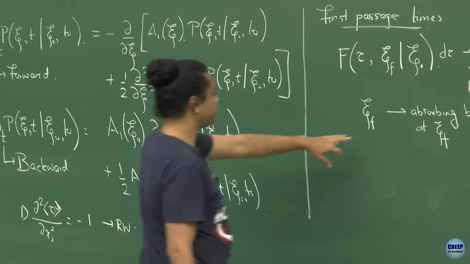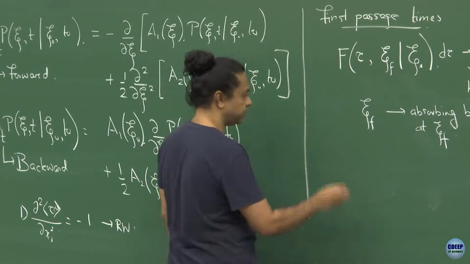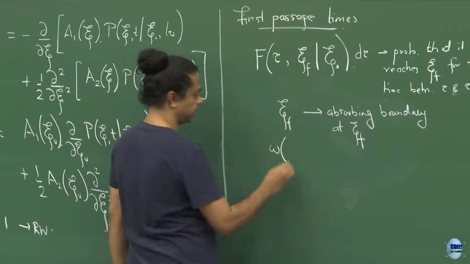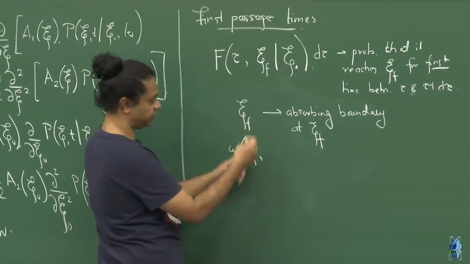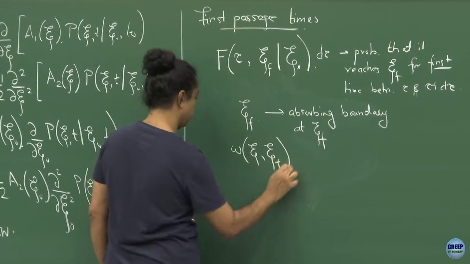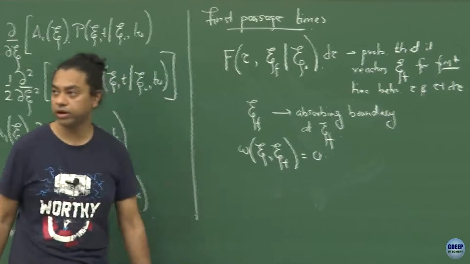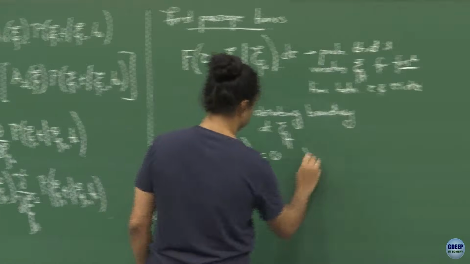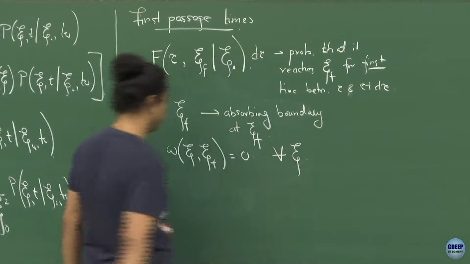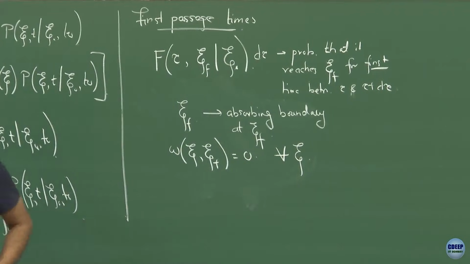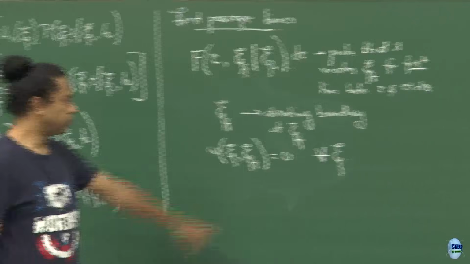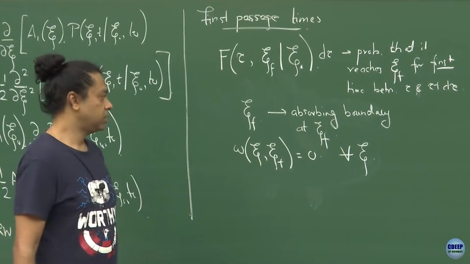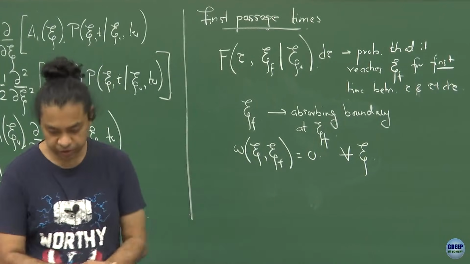How do I express this mathematically? I express this mathematically by saying that the transition rates out of this state psi f to any state psi are essentially 0, for any state. So if you are at psi f, you cannot make a transition to any other state. It's a way of writing the absorbing boundary condition.